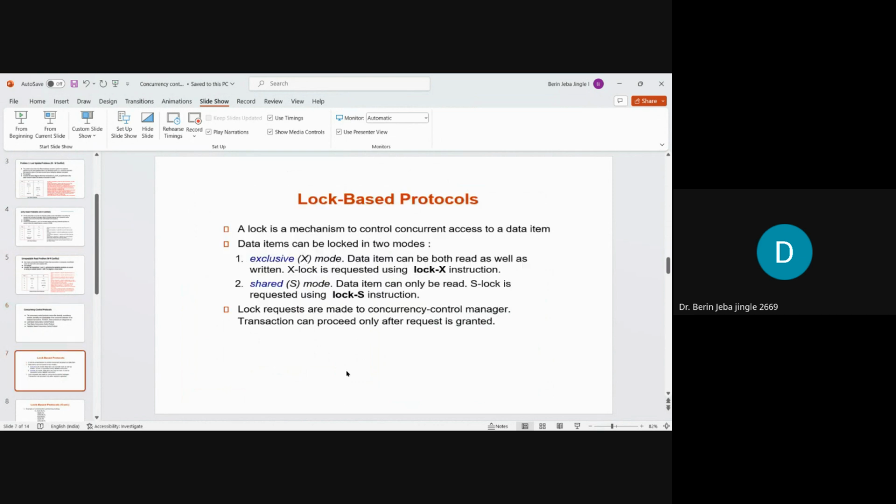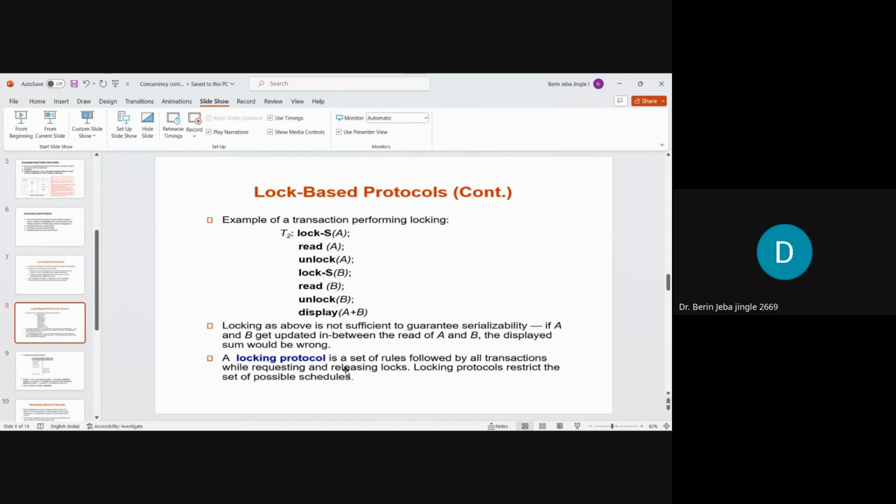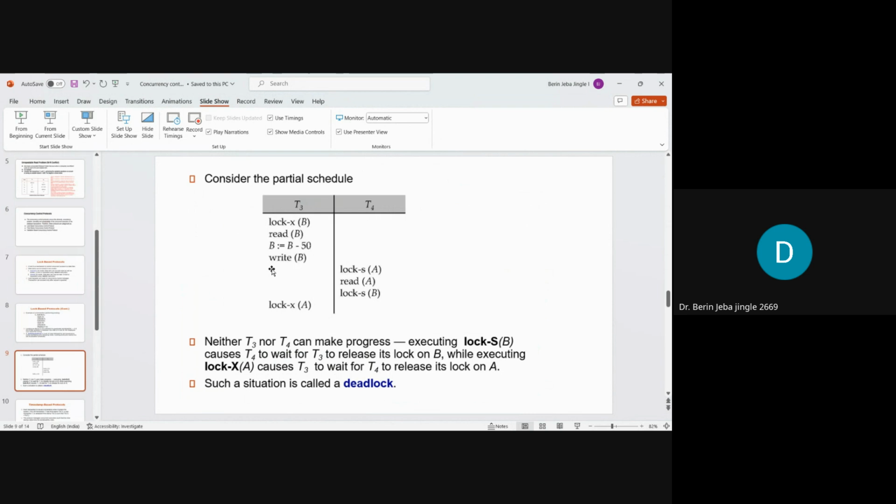There are three protocols. First, the lock-based protocol, using two modes, exclusive mode and shared mode. Exclusive mode allows both read and write operations, but shared mode allows only read operation. For that, there is an example. If you lock the data items like this, it leads to deadlock. This situation is called deadlock.